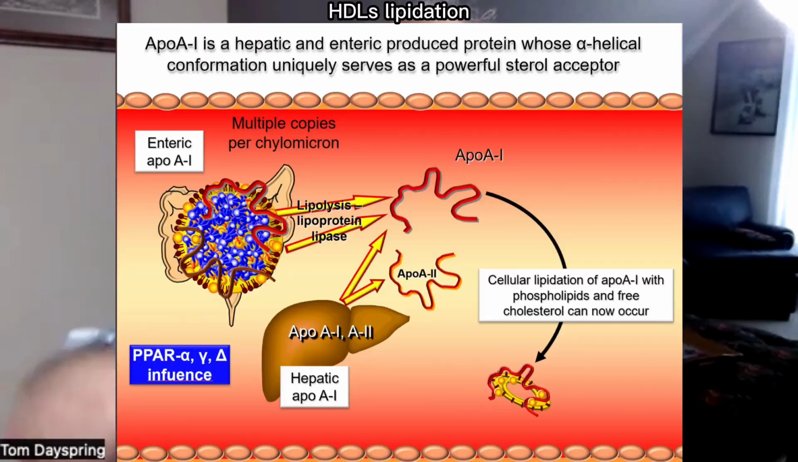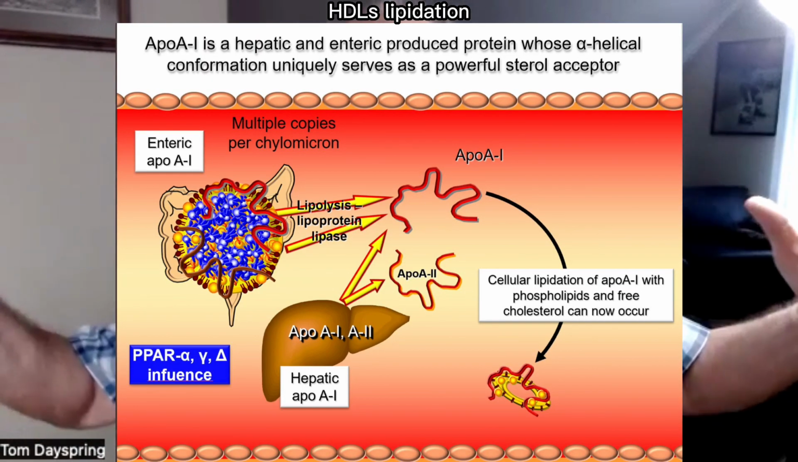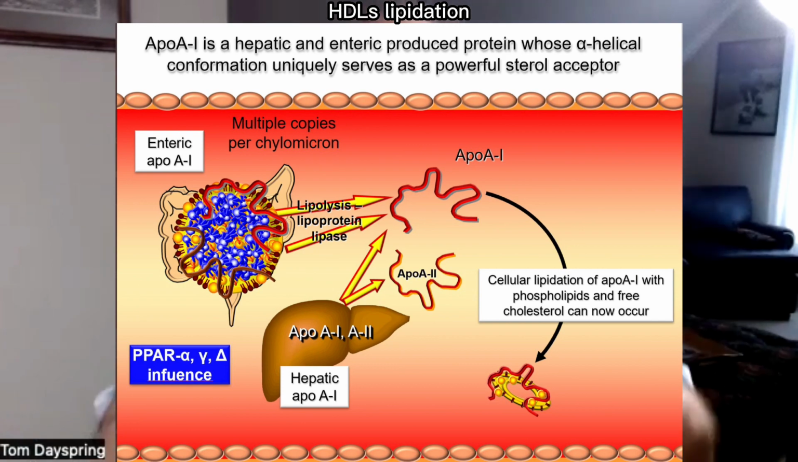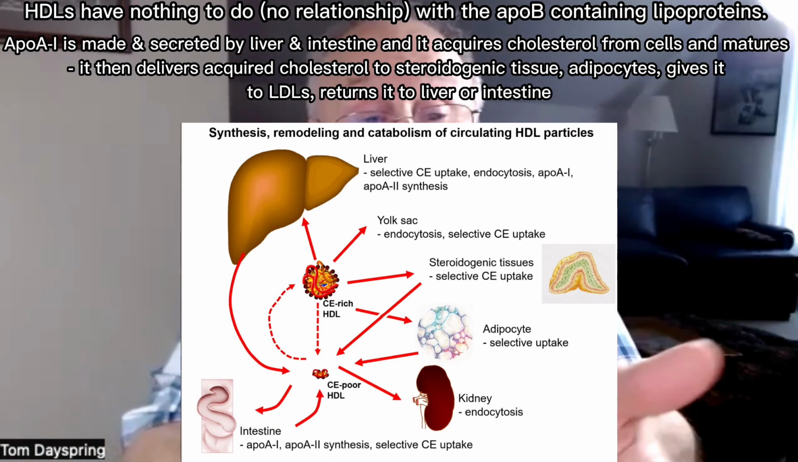That lipoprotein, the liver and intestine make a peptide, an apoprotein called apoprotein capital A-I, an alpha protein. And the liver and intestine secrete ApoA-I into the plasma. ApoA-I has such a unique helical spatial shape that it has a tremendous affinity for phospholipids and cholesterol.